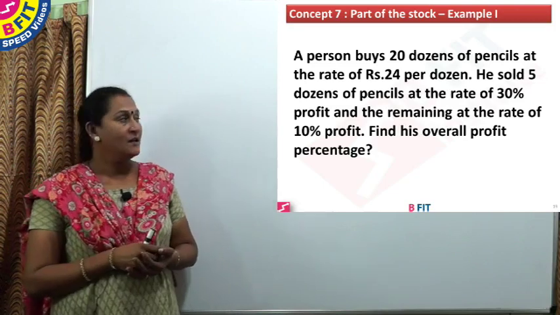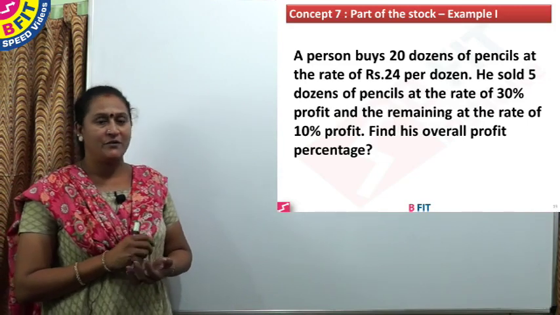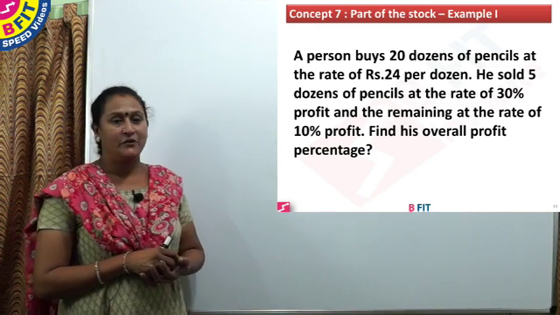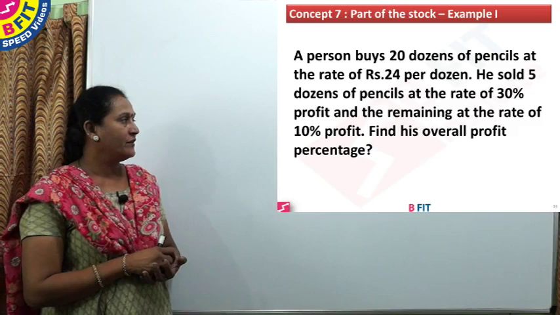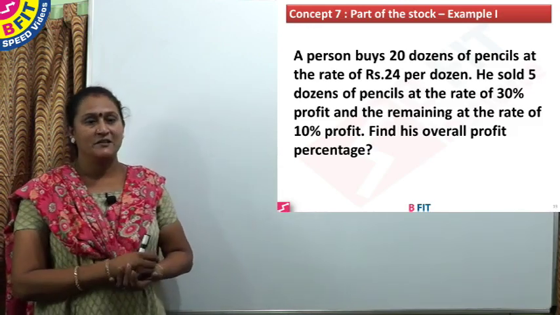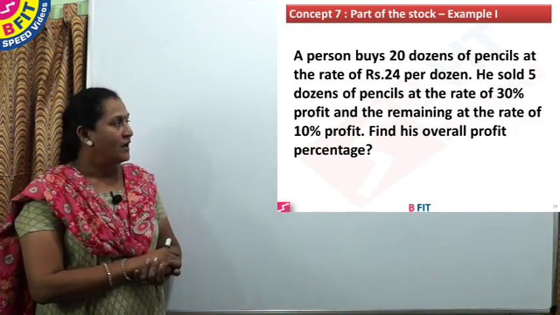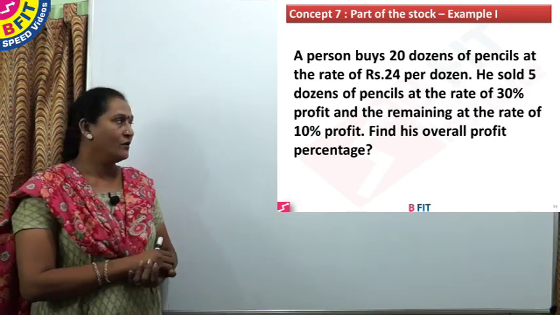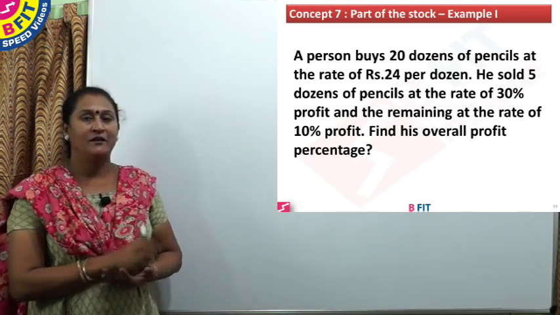The question is, a person buys 20 dozens of pencils at the rate of rupees 24 per dozen. He sold 5 dozens of pencils at 30% profit and the remaining at 10% profit. So find his overall profit percent. So here also we have part of the stock. We'll see how to work out this question without making any complicated workings.